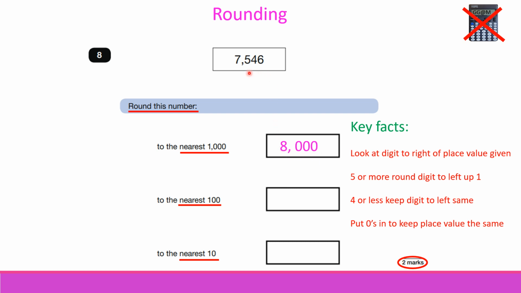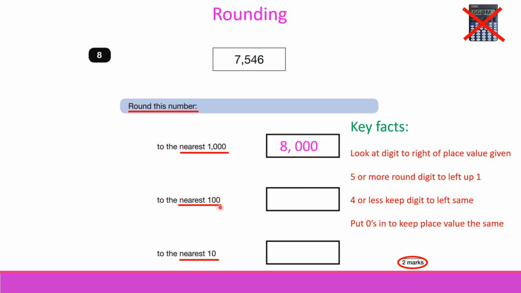So we looked at this 5 here. The 5 tells us that we're going to round up because it is 5 or greater. So the 7 becomes an 8. All the numbers afterwards are 0, like in the question here which has zeros. 3 zeros in the question, 3 zeros in the answer. So the answer is 8,000.